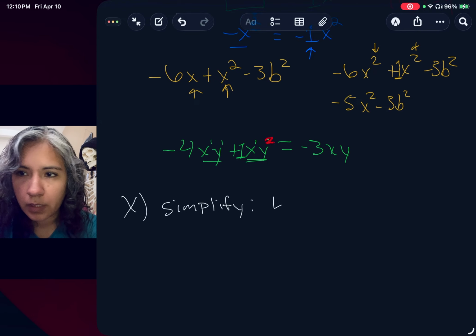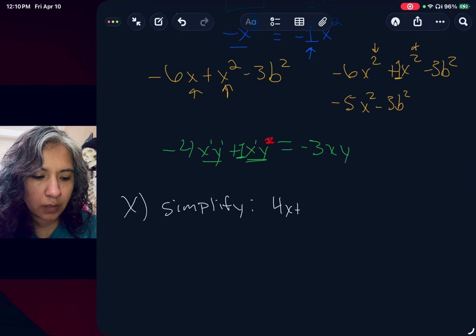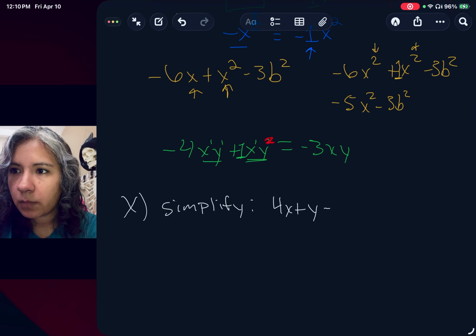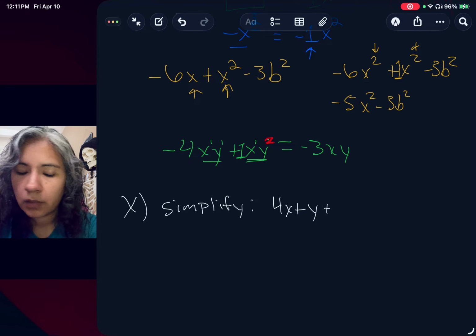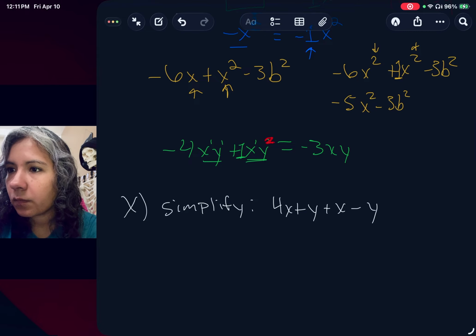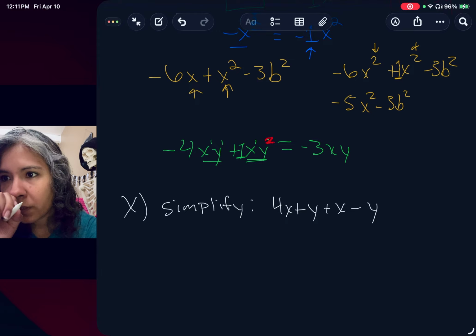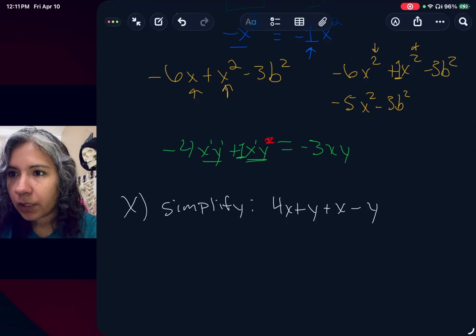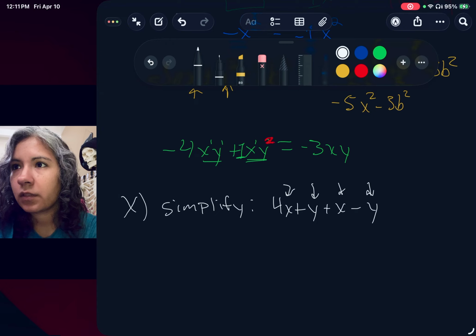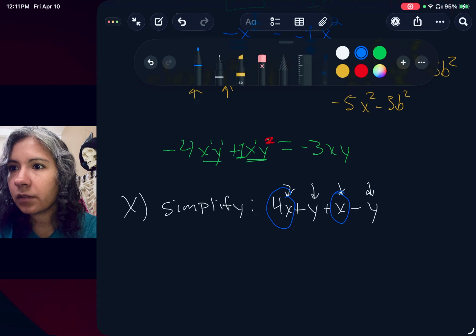Okay, let's do 4x plus y minus, no, plus x minus y. Okay, we have four like terms here. We have x, 1, 2, then the y's 3 and 4. So we're going to look at these two together.